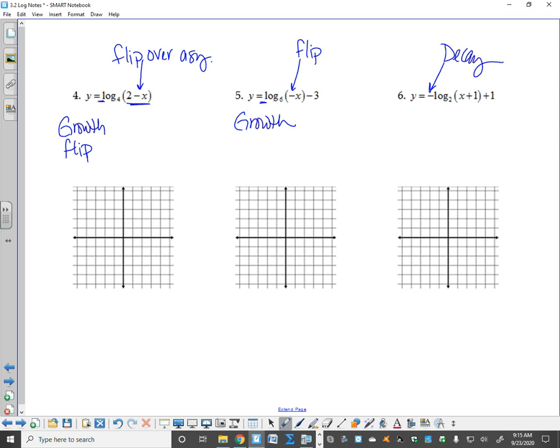Okay, I also have a shift. Now you guys remember from unit 1, I said when the inside is funky, set it equal to 0 and solve it and go true to the sign. So 2 minus x equals 0. I'm going to add x to both sides. I'm getting a positive 2. So I'm going right 2. So I'm going to my natural starting point. I'm going to go right 2. So that's where I land. Asymptote is 1 behind it.